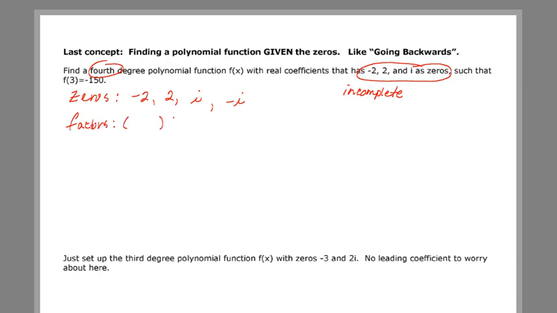Each zero comes from a factor. We've seen that when we've gone forwards. -2 would come from a factor of x plus 2. The sign has changed. +2 comes from a factor of x minus 2. i from x minus i, -i from x plus i. Every zero has a factor, but you have to change the sign from the zero to the factor. Well, I'm almost there. I've got my factors. What I need to do now is multiply these out.